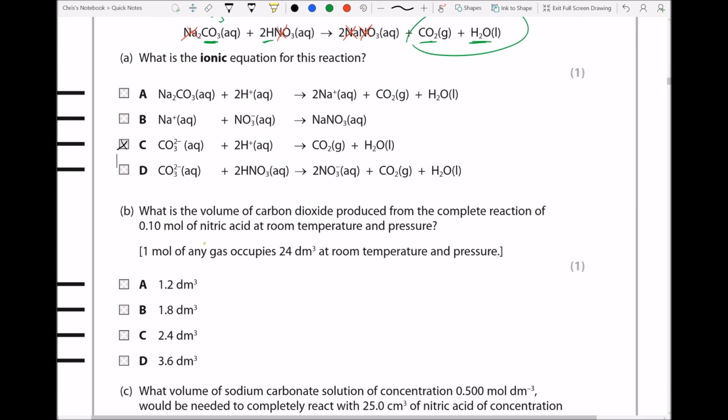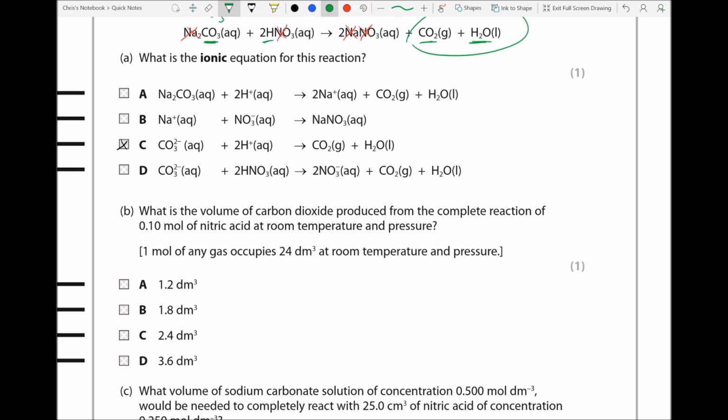Okay, part B. What is the volume of carbon dioxide produced from the complete reaction of 0.1 mole of nitric acid at room temperature and pressure? 1 mole of any gas occupies 24 decimeters cubed at room temperature and pressure. Right, okay, so we've got a bit of maths here. We're going to work out the volume of carbon dioxide produced, but to work out the volume we need to work out the number of moles first. If in doubt, work out the moles, because if you know the moles, you can work out pretty much nearly anything.